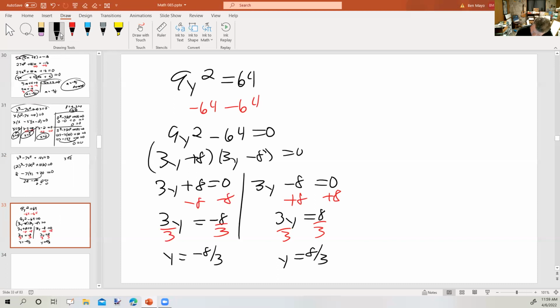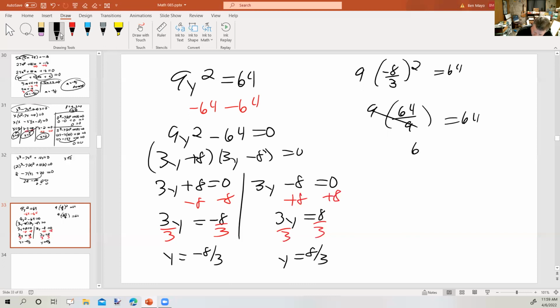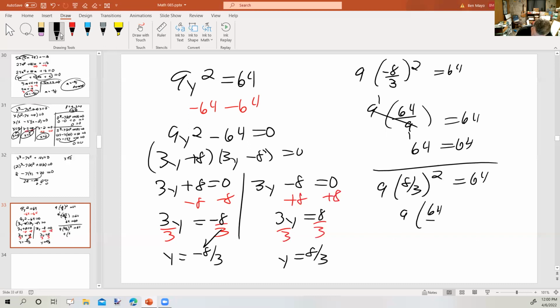If y is -8 thirds, 9 times -8 thirds squared equals 64. 9 times, let's see, -8 times -8 is +64 over 3 times 3 is 9. The 9's reduce down to 1 over 1, 64 equals 64. If y is +8 thirds, I get the same thing, don't I? 64 equals 64, so it checks.